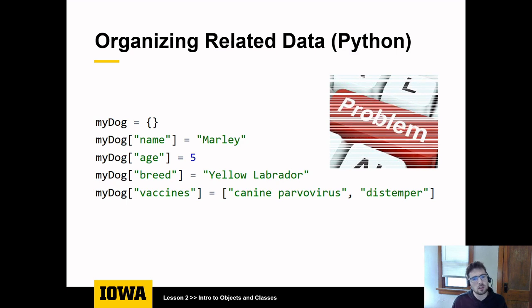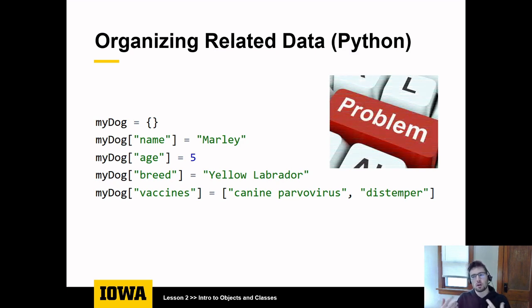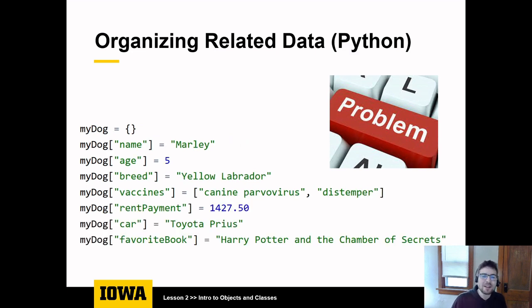But there's a slow looming problem that develops when you're organizing data in this way. And that's where object-oriented programming and static typing work together to provide a solution. Now, if you don't see the problem yet, let me make that more clear. So here's that same dictionary, right? But now we've thrown on attributes of a rent payment and a car and a favorite book.